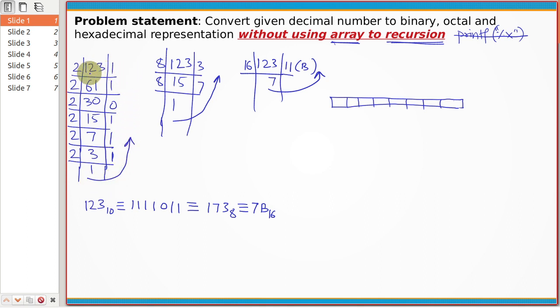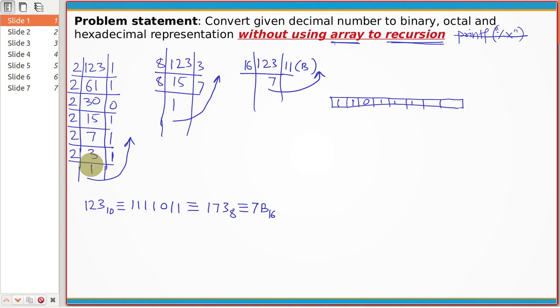So why do you need to use an array? When you divide it by 2, whatever remainder is left, you are not going to directly print it on the screen. You have to print it at the end because the number is in reverse, right? So you store it somewhere, maybe on the call stack if you are using recursion, or in the array. So 1 1 0 and so on, right? 1 1 0 1 1 1, right?